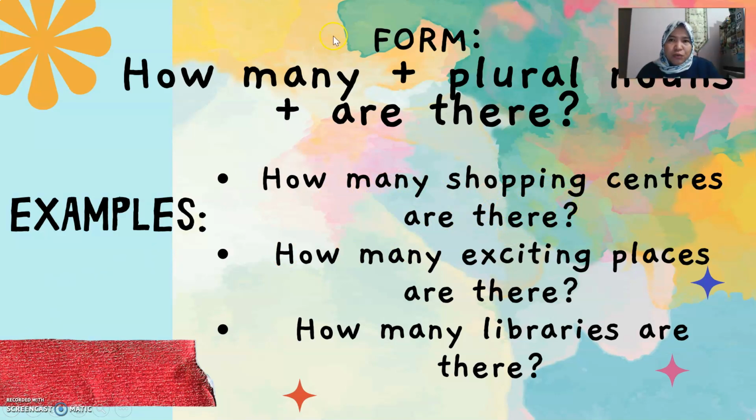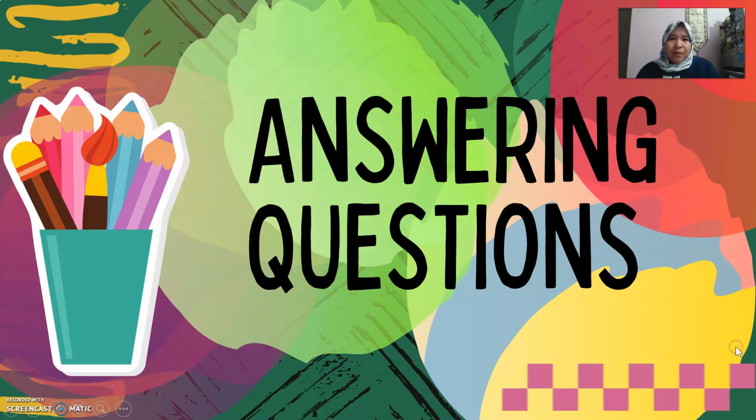Refer to the example given, the form that I gave here. First you write how many, next the plural noun, and lastly you put are there. How many exciting places are there? How many libraries are there? All right.